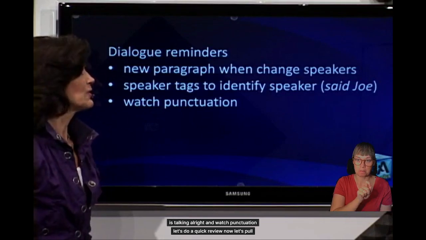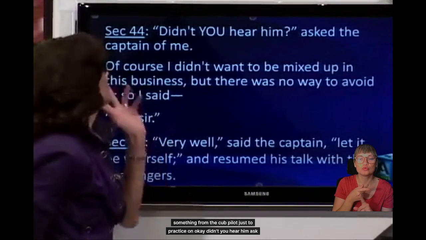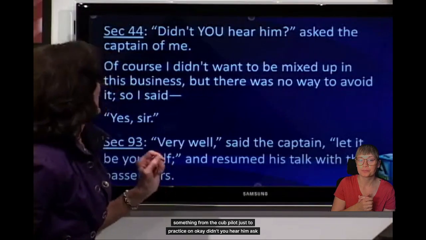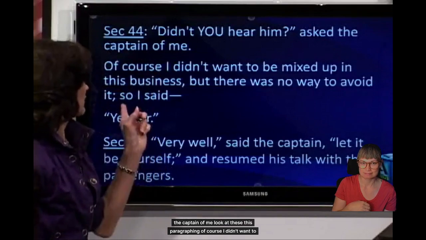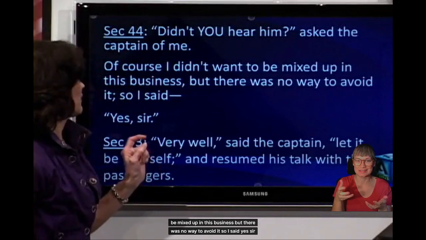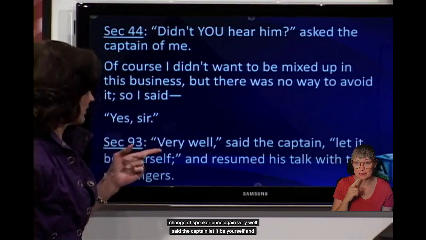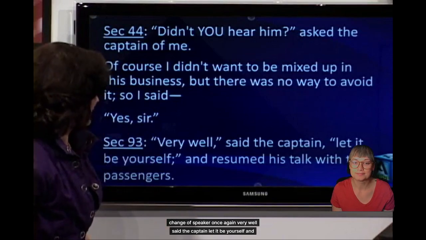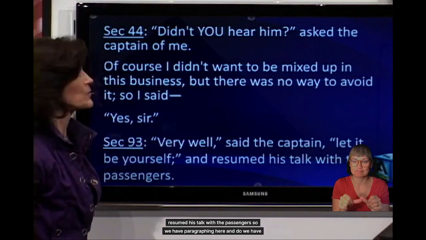Let's do a quick review now. Let's pull something from Cub Pilot just to practice on, okay? "Didn't you hear him ask the captain of me?" Look at this paragraphing. "Of course, I didn't want to be mixed up in this business, but there was no way to avoid it. So I said, 'Yes, sir.'" Change of speaker once again. "Very well," said the captain. "Let it be yourself." And resumed his talk with the passengers.